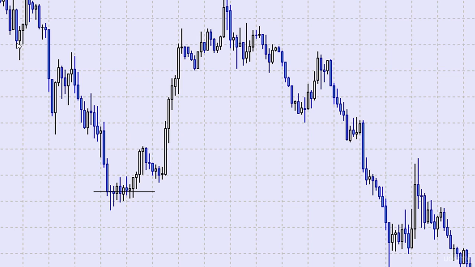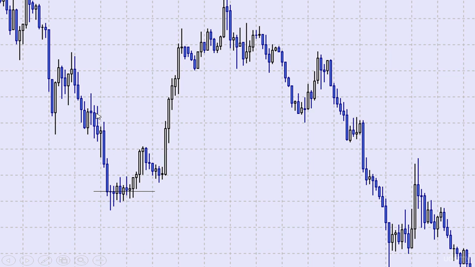So here we have a nice tweezer bottom, and then prices rallied, and then we started to get some tests. Prices tested this tweezer bottom on several occasions. So if you entered the market here buying this tweezer bottom, your stop loss order should be below the lows. Give the market room to test, because on most occasions the market will test these candlestick patterns.